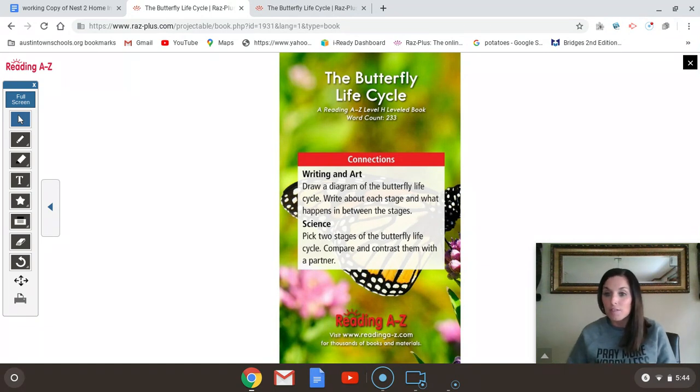It's fun to draw it. If you want to use watercolor paints or crayons just for the fun of it, you can.